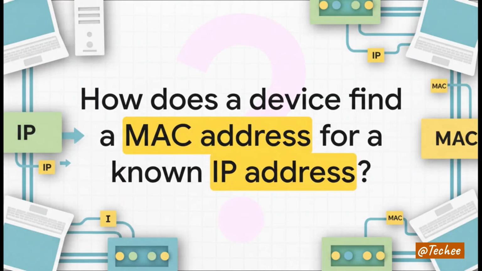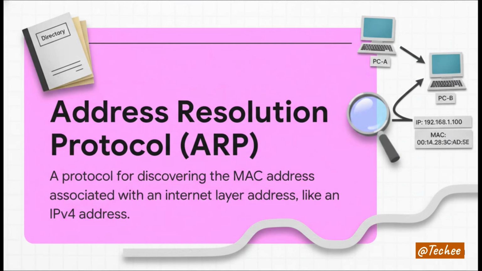Okay, so this leads to a pretty logical question, right? If your computer wants to send something to another computer on your Wi-Fi, it knows that computer's IP address. But to actually build the frame, it needs its physical MAC address. So, how in the world does it find it? Well, the answer is a clever little protocol called the Address Resolution Protocol, or ARP for short.